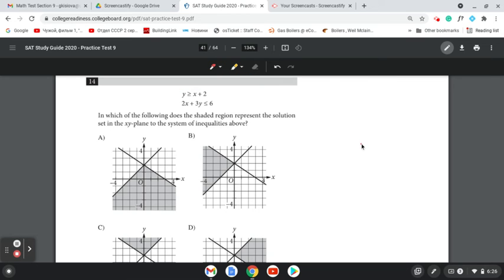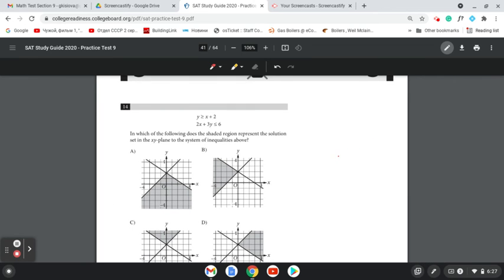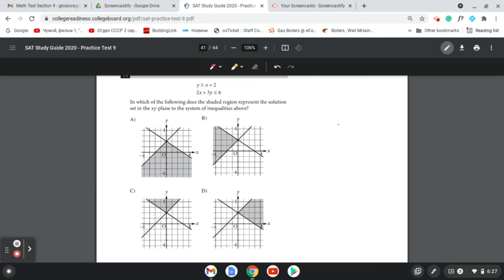SAT Test 9, non-calculator section, question number 14. You're given a system of linear inequalities and you are asked to pick which of the graphs and shaded regions represents the solution to the system of inequalities.